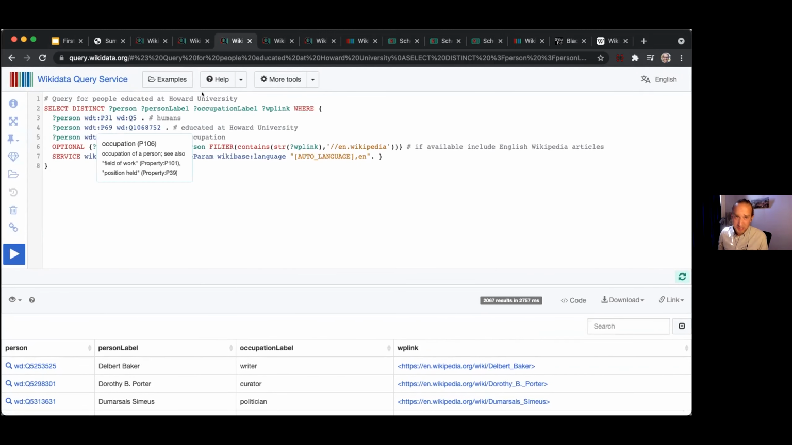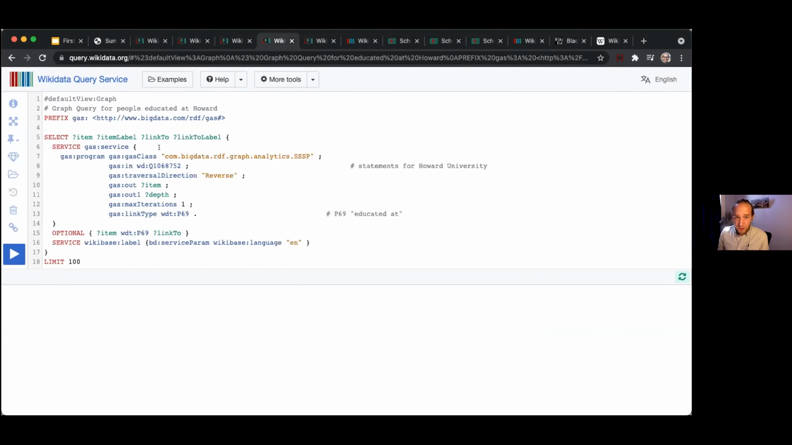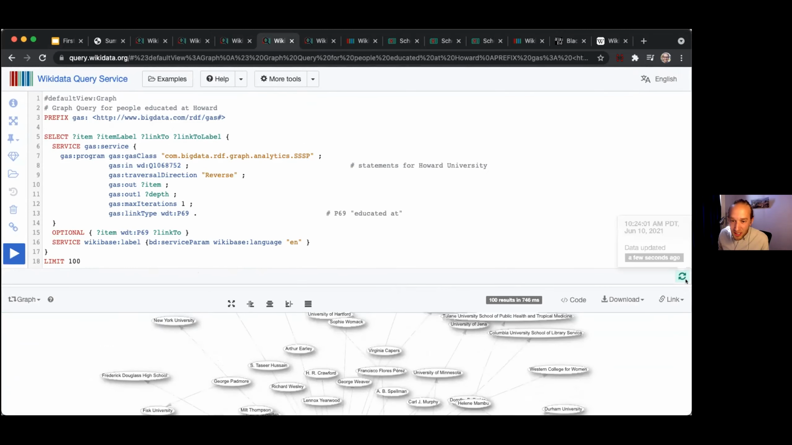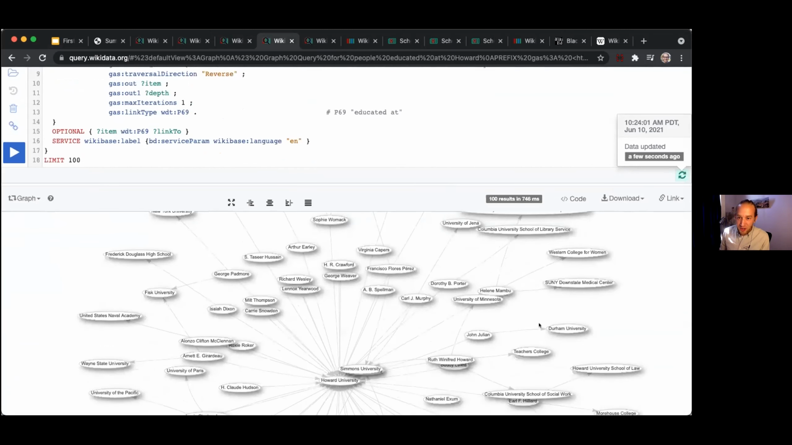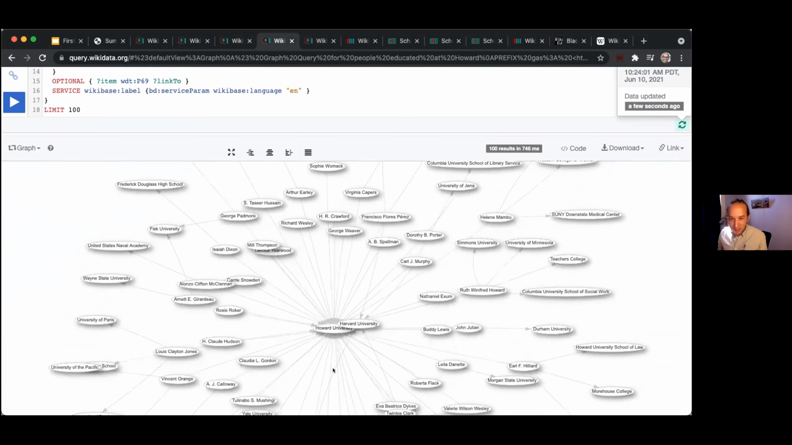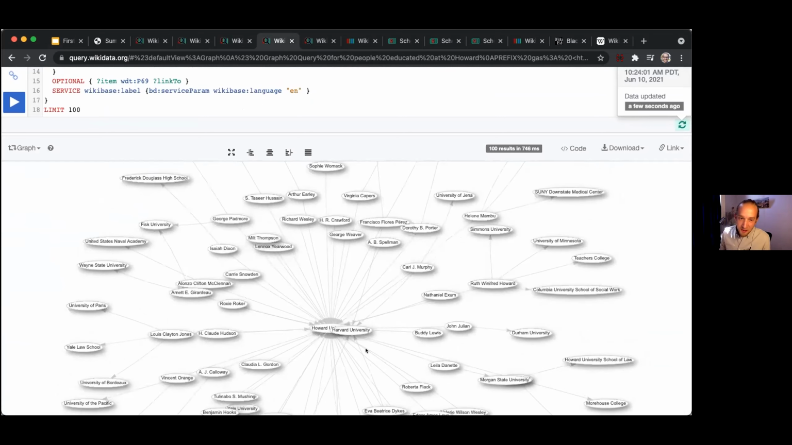So let's do this one more time. I've switched this query a little bit. It's going to give us the same information, so people who went to Howard, but it's going to display the results as a bubble graph, or just a regular graph, I guess is the term that Wikidata uses. And I've limited the results just to 100 people, so this should load fast enough and we'll finish by the time you're done eating lunch. So as you can see right here, here's a very pretty graph of bubbles and people who went to Howard University, which is centered there in the middle.